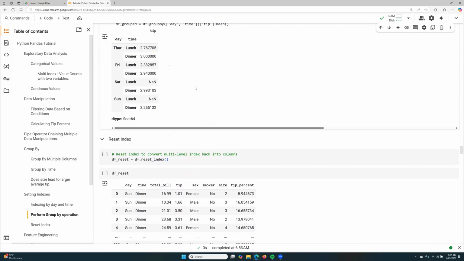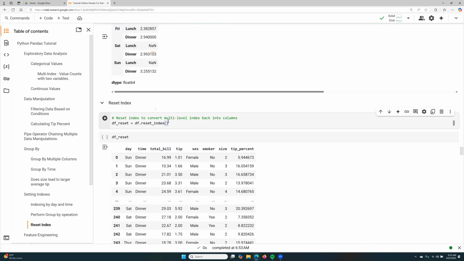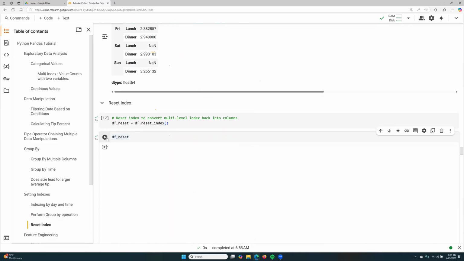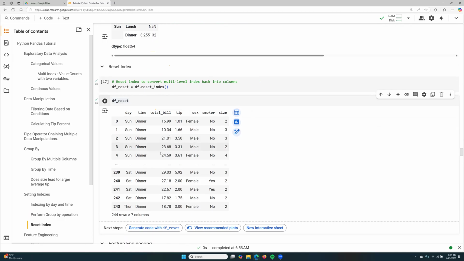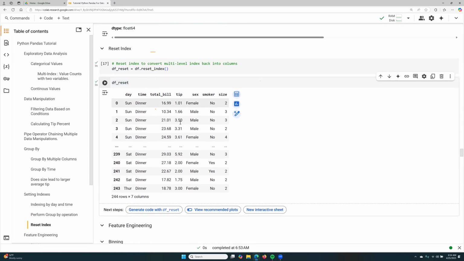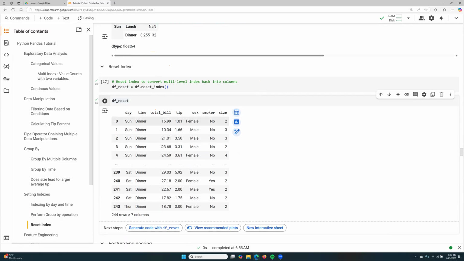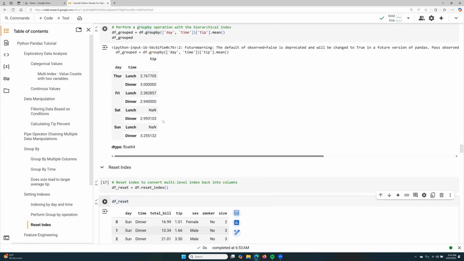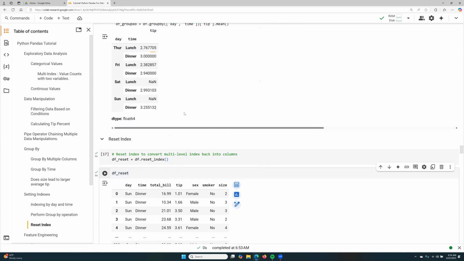Now, if we want to restore the multi-level index back to its original columns, we just do a reset index here, DF reset. Okay, so it's back to its original format. Now, this is important. This format is actually very important because this is how machine learning models like to take their data.